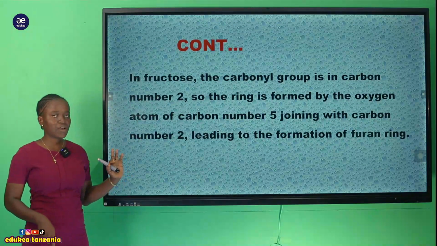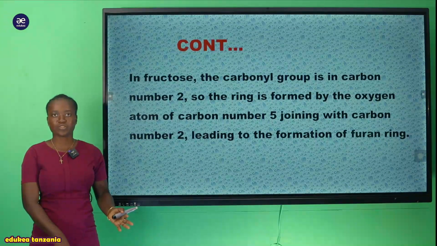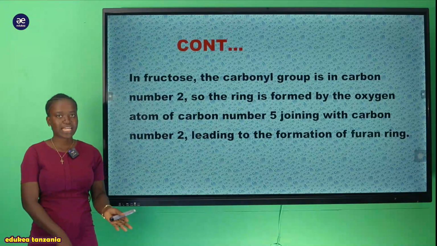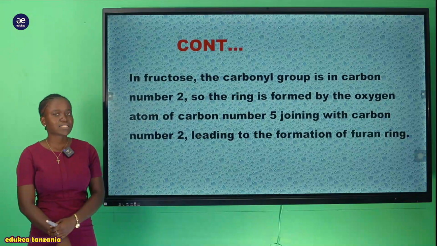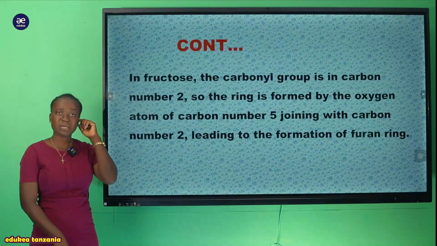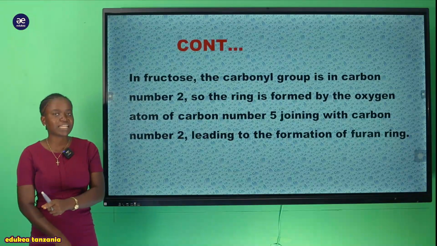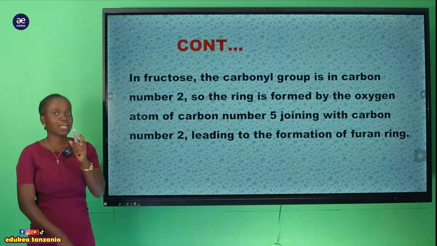And now this is all about galactose and glucose, ukiangalia zile structure zao. Sasa tuje tuangalie kwenye structure ya fructose. Remember also fructose is a monosaccharide that is containing the 6 carbon atom.